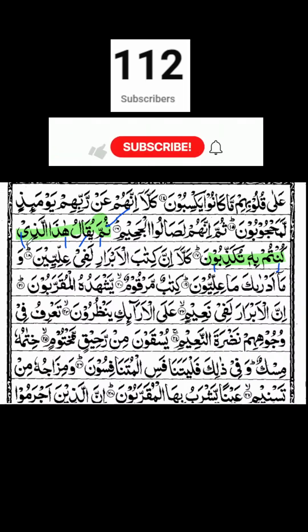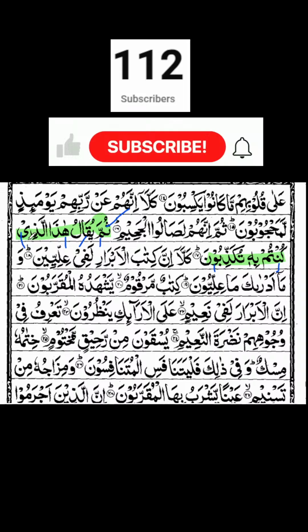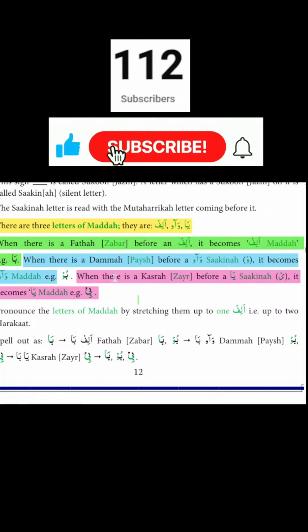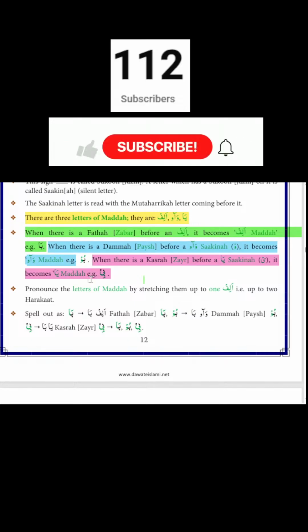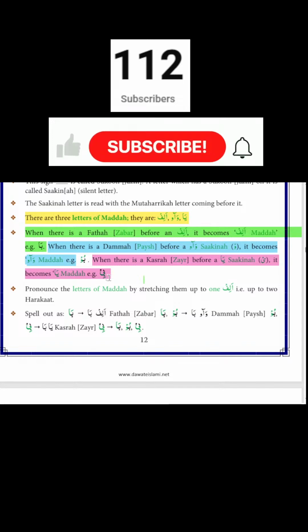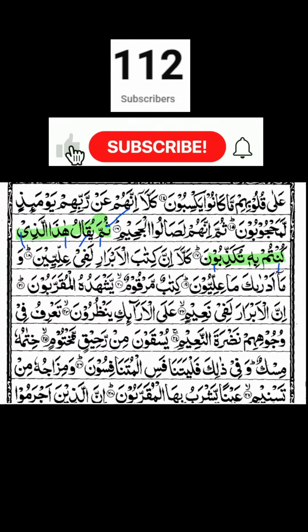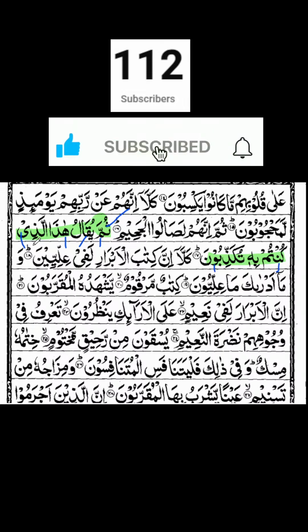Hadha alladhi, we are stretching ya. What is the reason? The reason is that here is a ya madda. What is the definition of ya madda? When there is a zair before a ya sakina, we have to stretch it. This becomes ya madda, and the example is bi yazid b. As you can see, bi yazid b is there, so zi yazid zi. So basically we should understand there are 3 letters of madda. If I ask how many letters of madda, there are 3 letters of madda. We have to remember them.